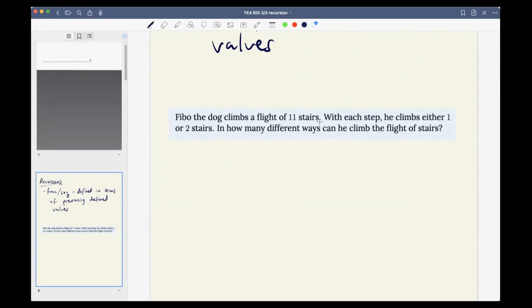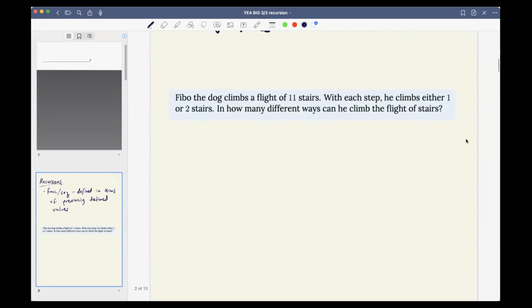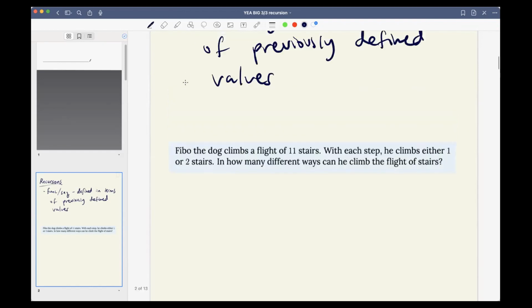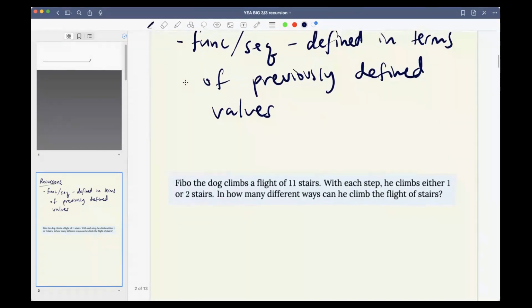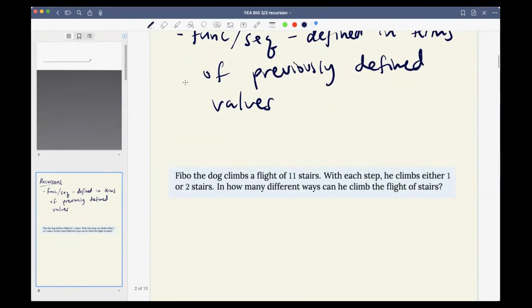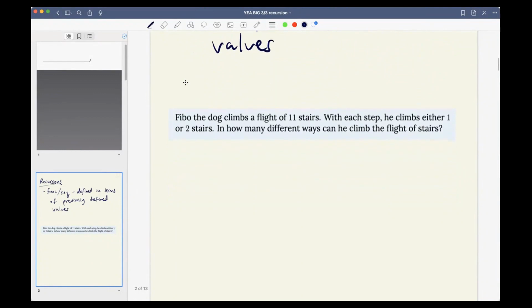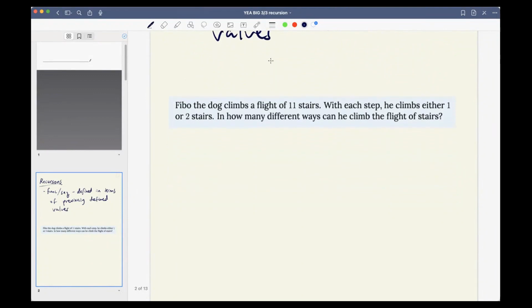It's kind of classic. There's a dog and it climbs a flight of 11 stairs, and with each step, he either climbs one stair or two stairs. How many ways can he climb the entire flight of stairs? I'll give you guys half a minute or so to think about this. Since we're doing recursion, think about how each thing is defined in terms of previous moves that he makes. So I'll give you guys 30 seconds-ish.